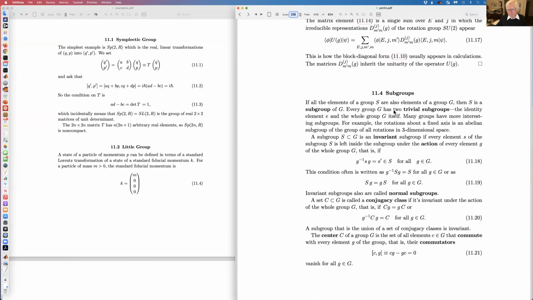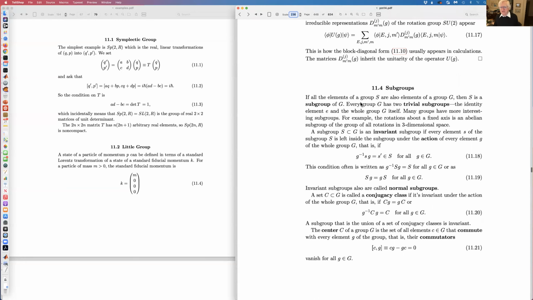Subgroups now. If all the elements of a group S are also elements of a group G, then S is a subgroup of G. And of course, there are always two trivial subgroups, the identity element and the whole group G. On the other hand, groups can have more interesting subgroups. The rotations in 3-space have as subgroups the rotations about any given axis.